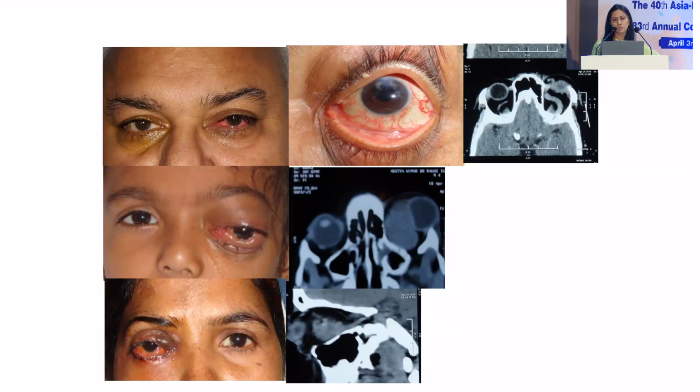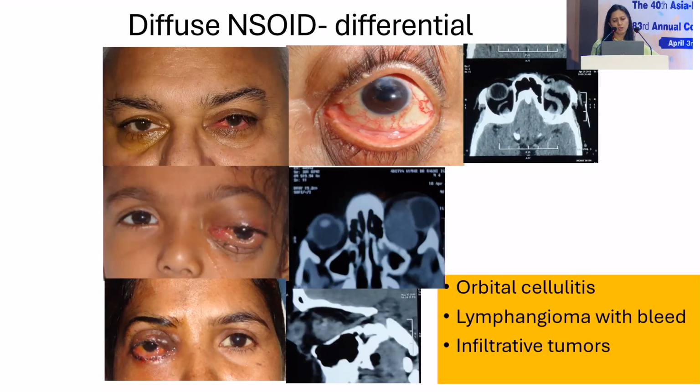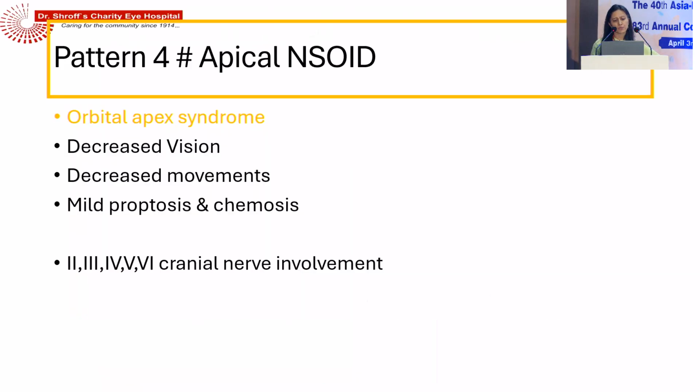The second one was a mass lesion, rhabdomyosarcoma, which presented like an orbital inflammation. The third was a venolymphatic malformation with probably some acute bleed, which presented like an orbital inflammation. So these are all the differential diagnoses of NSOI which we need to be aware of. Moving on to the next pattern, that is orbital apex involvement.